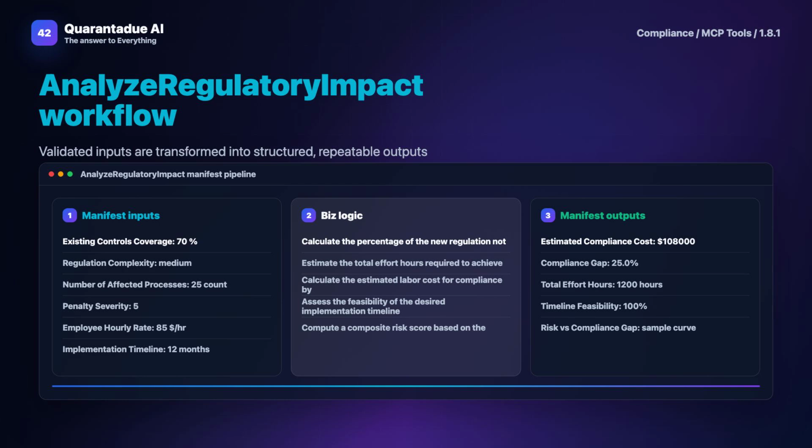multiplier, and scaling for the number of affected processes using industry-standard effort models. Calculate the estimated labor cost for compliance by multiplying the total effort hours by the employee hourly rate. Assess the feasibility of the desired implementation timeline by comparing the required monthly effort to a standard optimal monthly effort rate capped at 100%, and compute a composite risk score based on the compliance gap and the severity of potential penalties scaled to a 0-10 range.